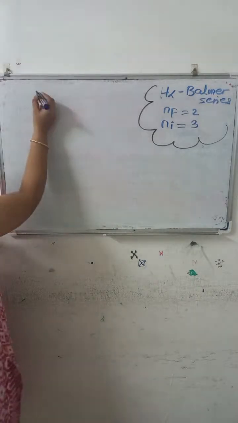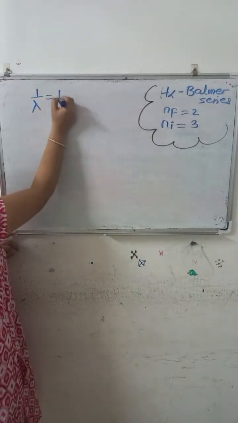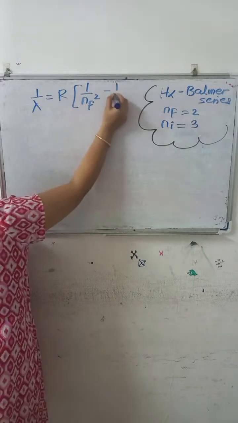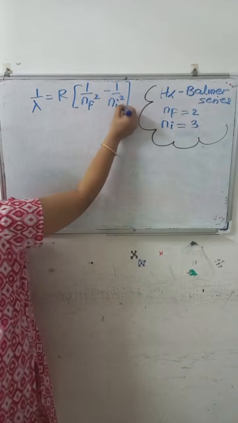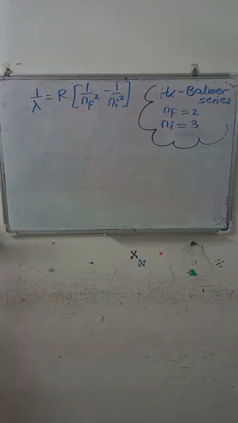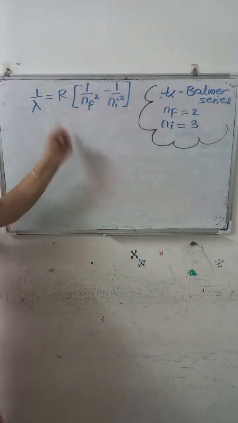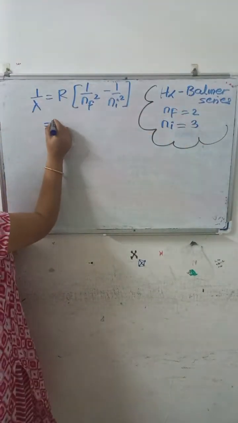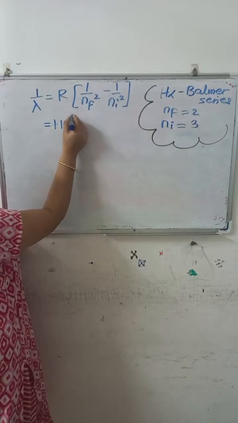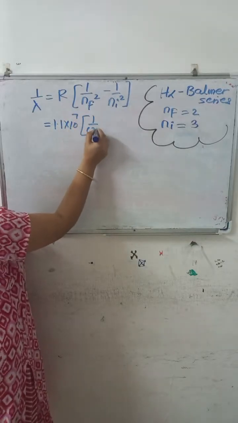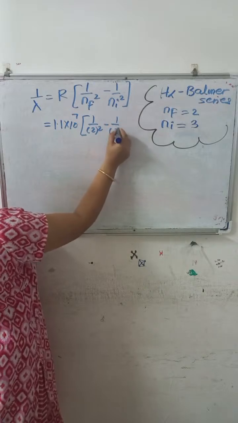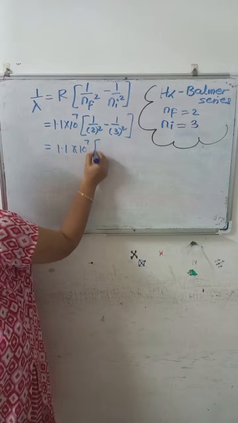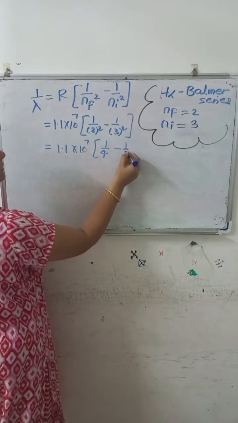So write down the formula here: 1 by lambda is equal to R into 1 upon NF square minus 1 upon Ni square. Okay, getting this? Always write the formula first, then write down the H alpha values. Rydberg constant is 1.1 into 10 raised to 7. NF is 2 square, Ni is 3 square. So 1.1 into 10 raised to 7, into 1 by 4 minus 1 by 9.